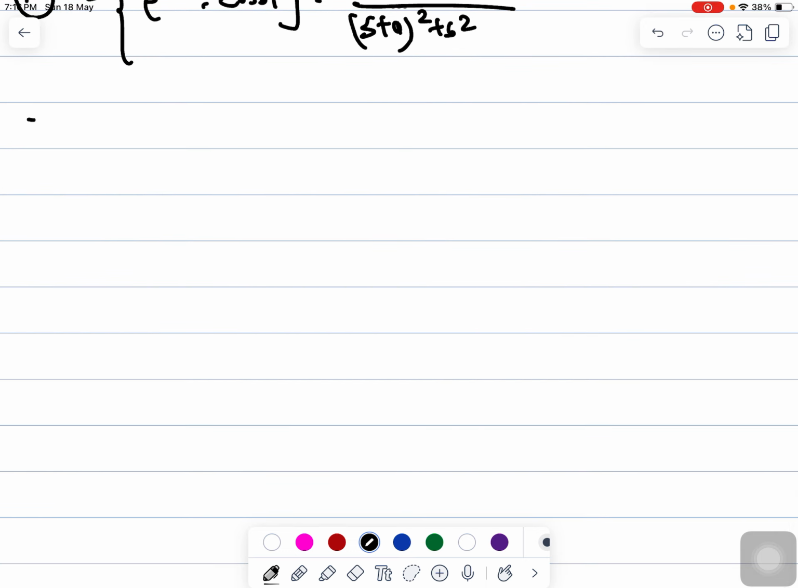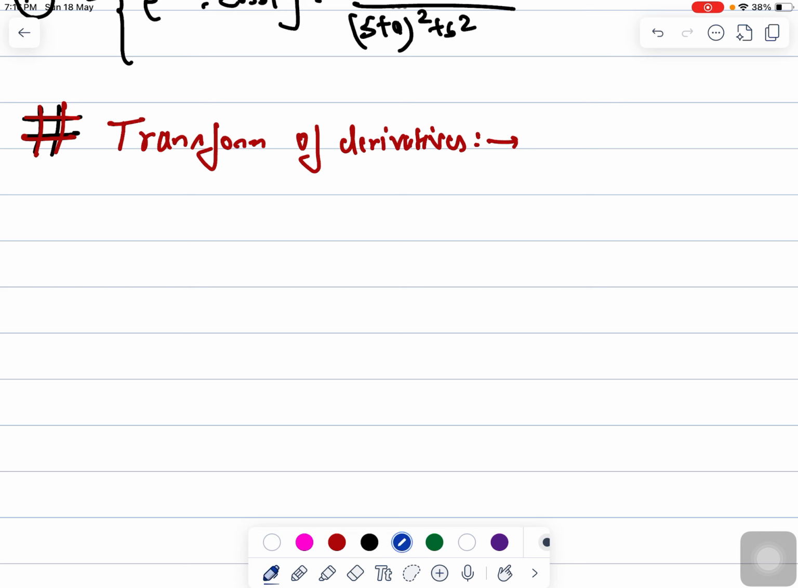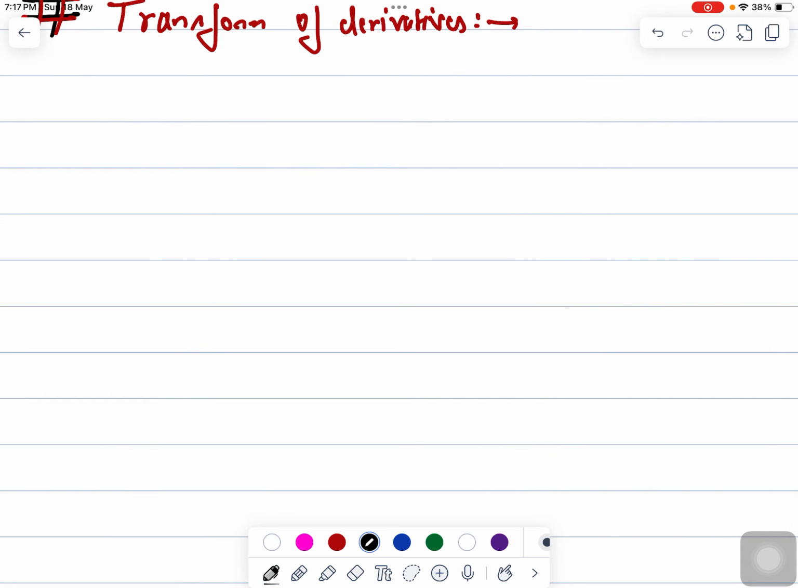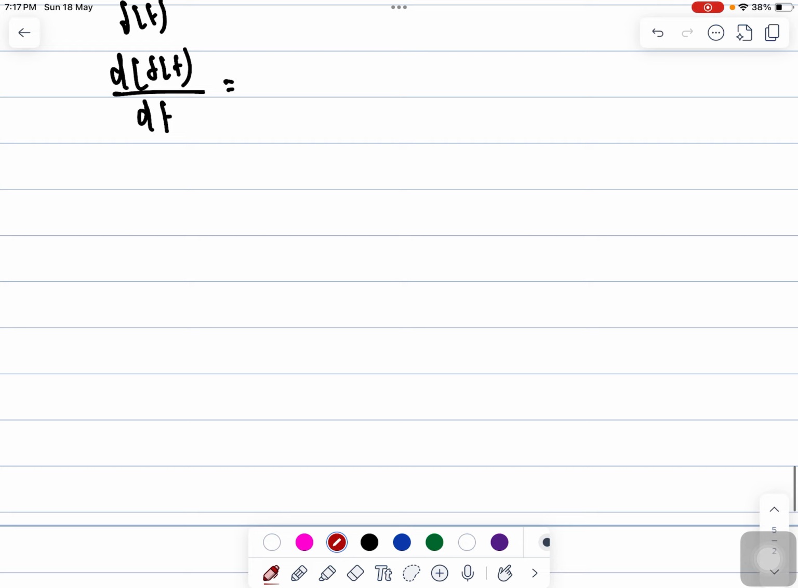Now I'll be talking about the transform of derivative, because ultimately we are going to solve the differential equation. Transform of derivative. So how does a derivative look? Let's say you have a function f(t). If I write d f(t) by dt, this is the derivative of the function. What I want to calculate is the Laplace transform of the derivative of f(t) with respect to t. So what is it equal to?